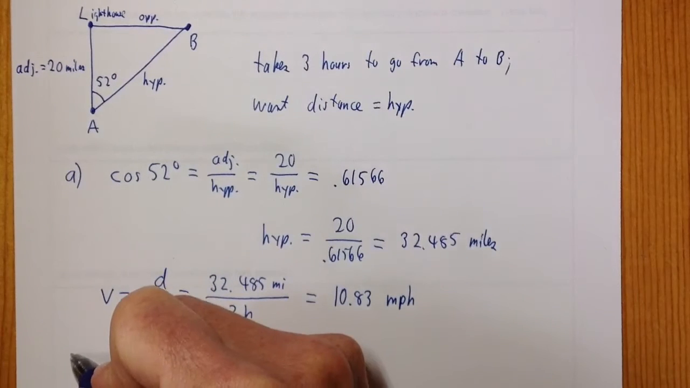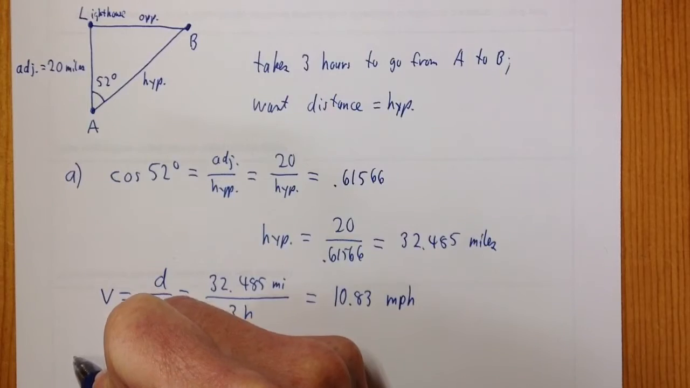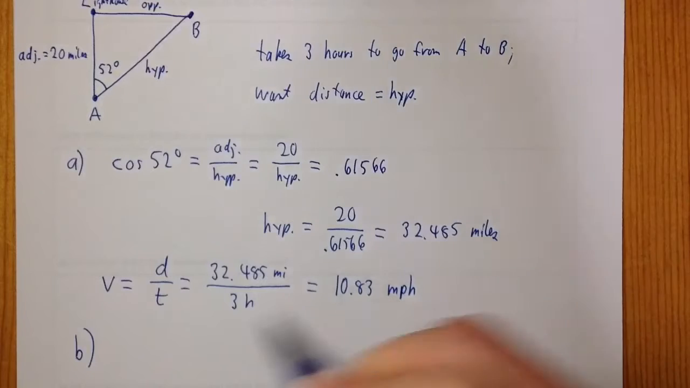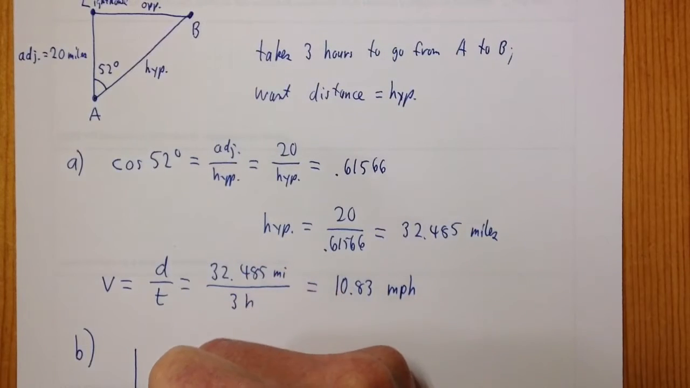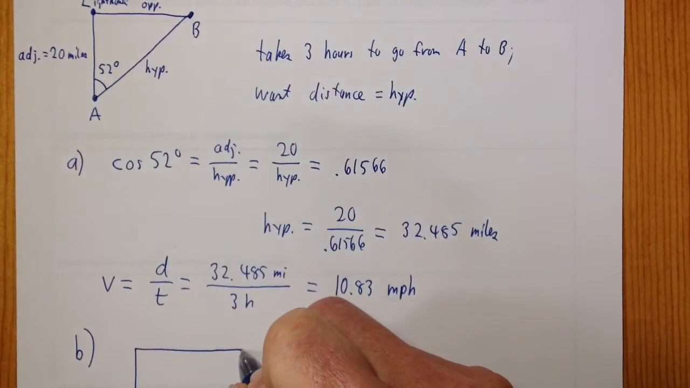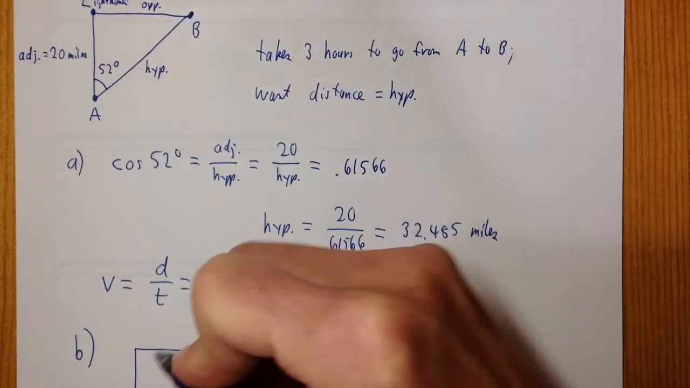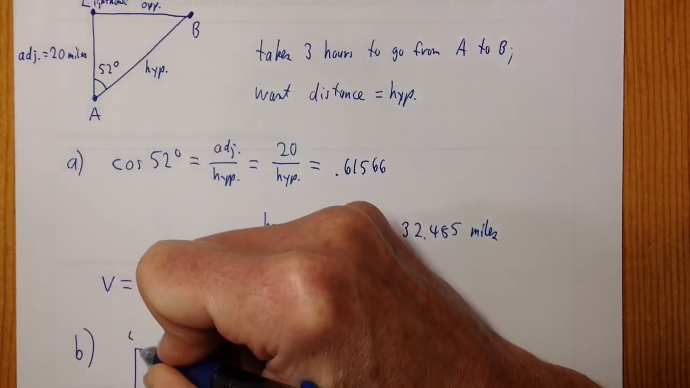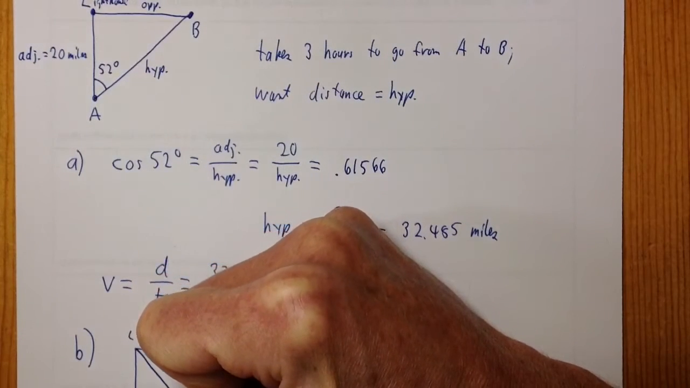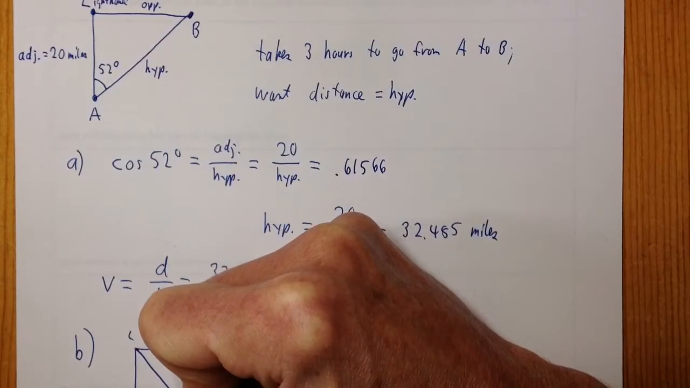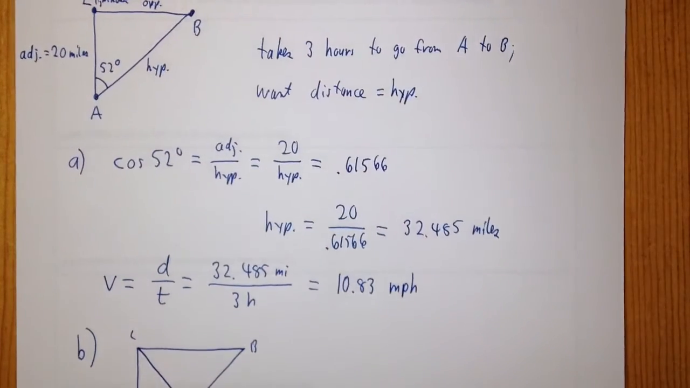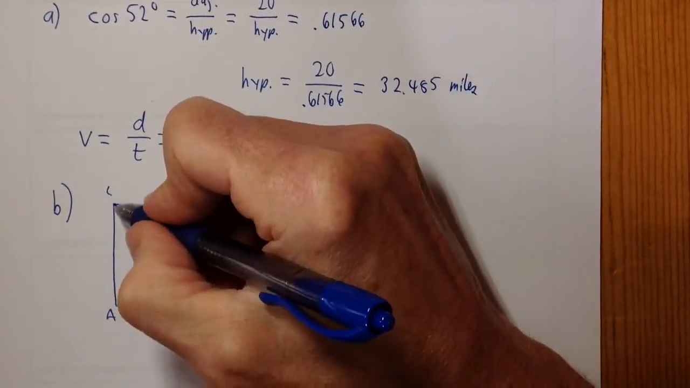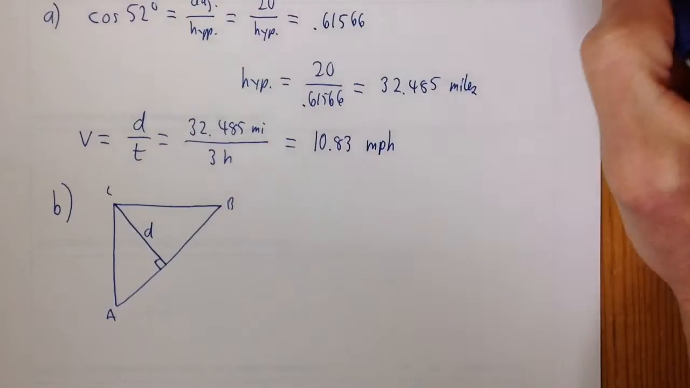Then, part B, they say, what's the closest distance between the ship and the lighthouse? What's the closest it gets? So let's redraw that picture here. And for the closest distance, so here's B and A, and here's the lighthouse. Then this is a right angle, right? For this line from the lighthouse to where it is, we know that's got to be a right angle. So then we want to figure out that distance there. So I call that distance D.